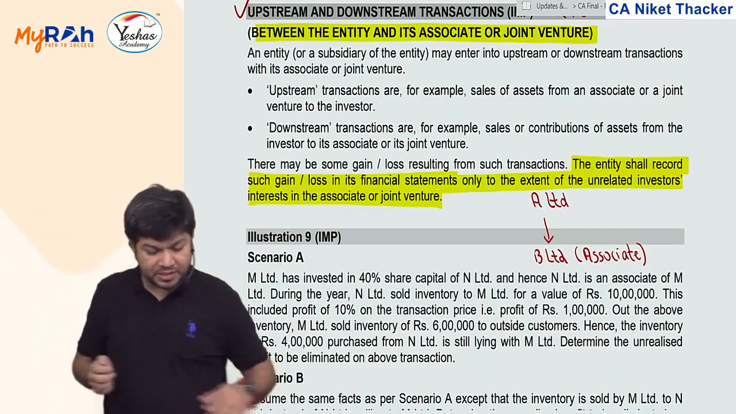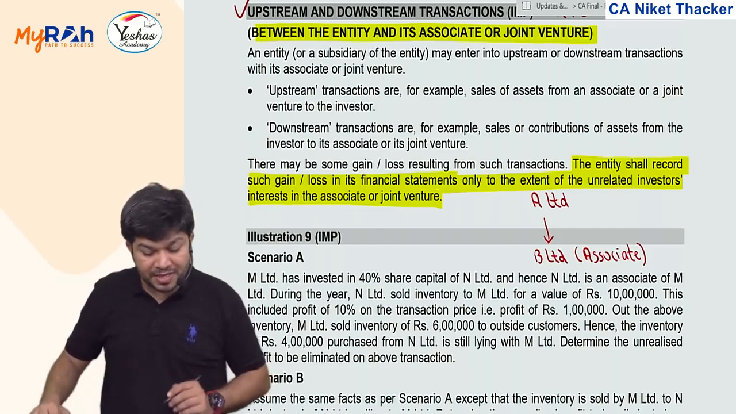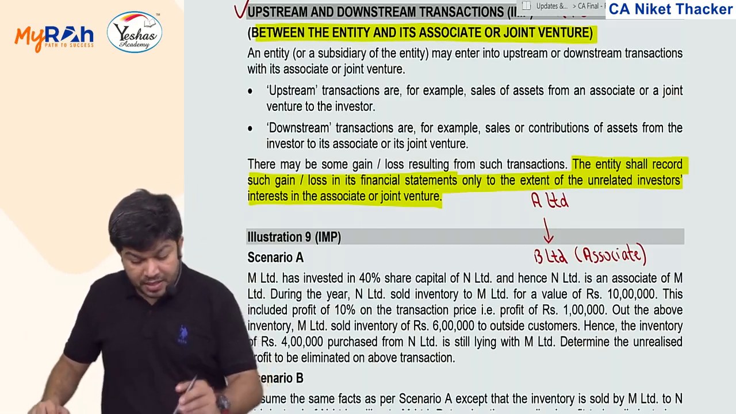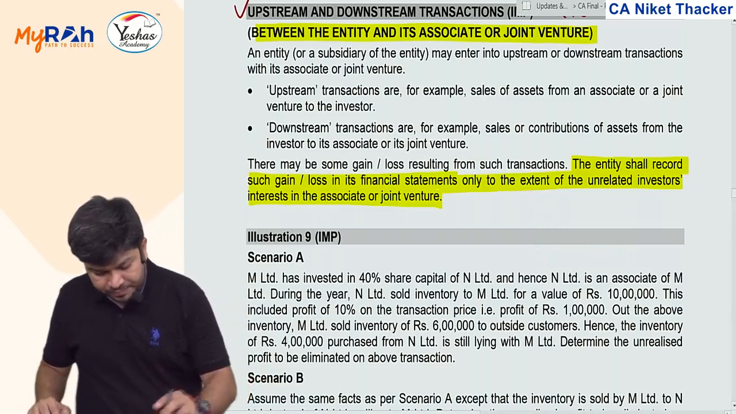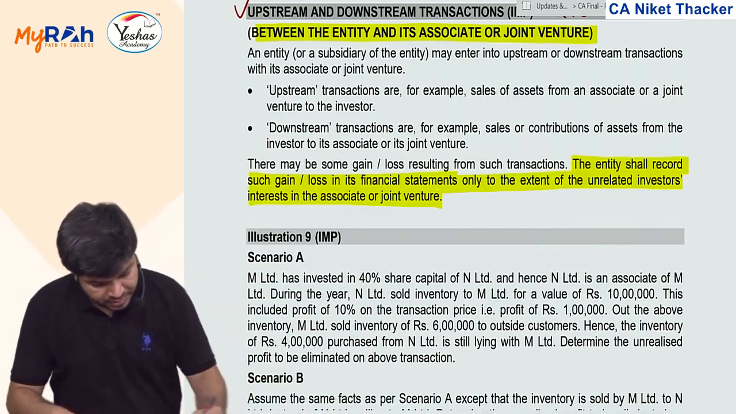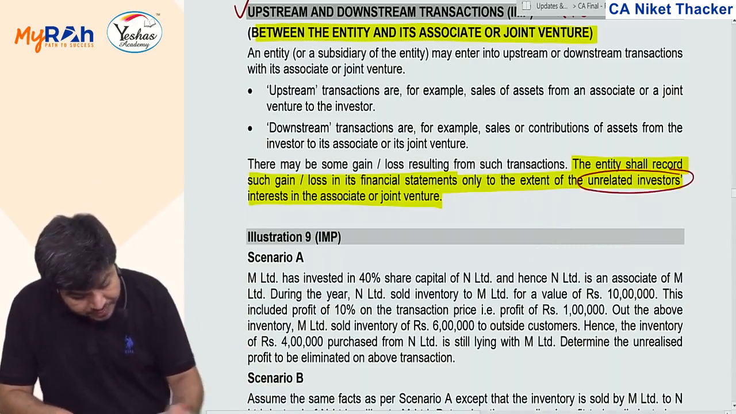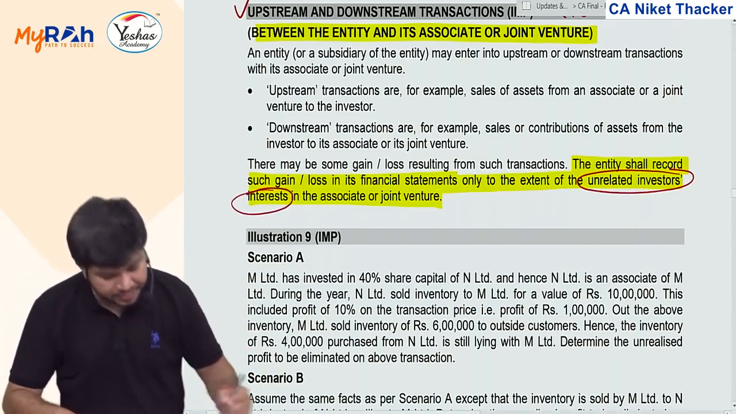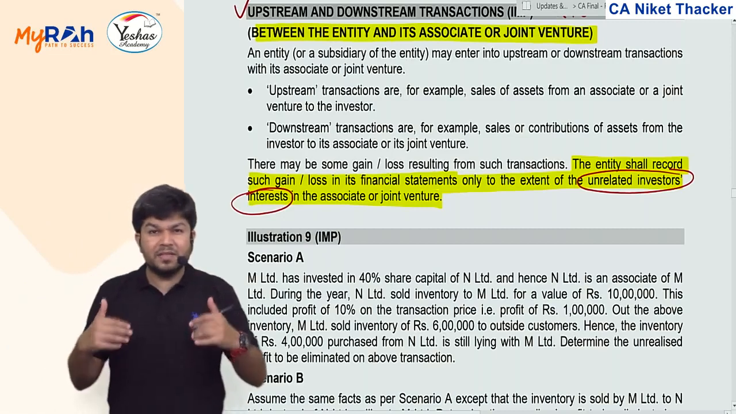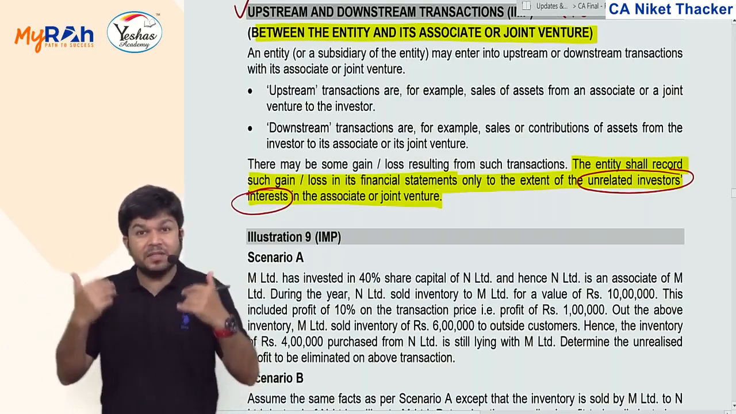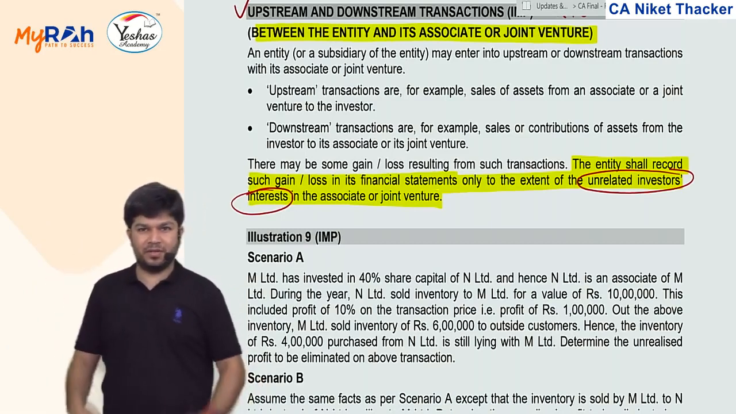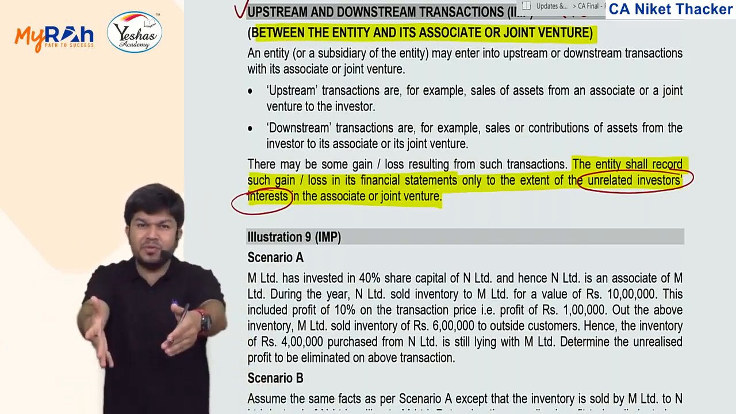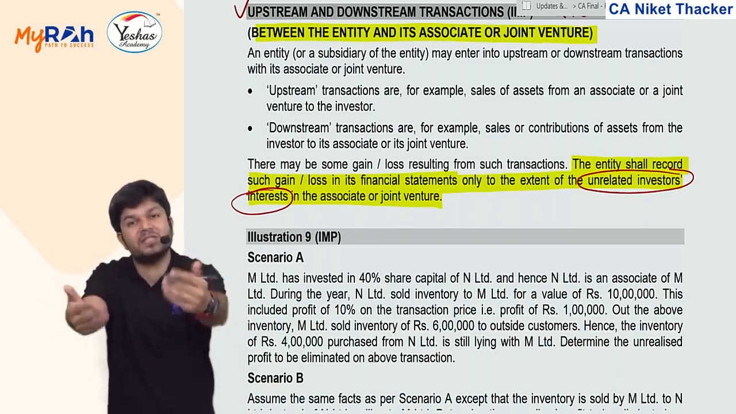The entity shall record gain or loss to the extent of unrelated investors' interest. That is the share of other investors or other joint venturers. Record that much. So out of what I sold, 30% is me only, and 70% is to outsiders.